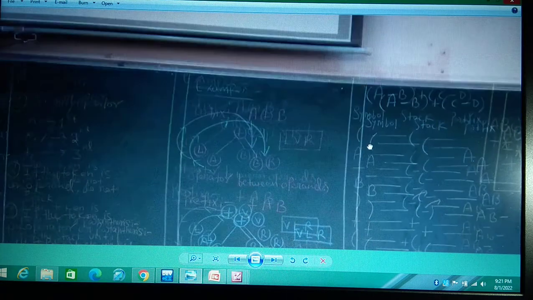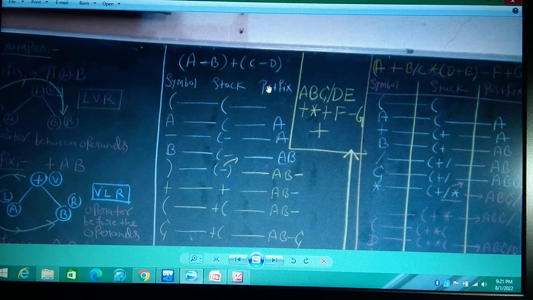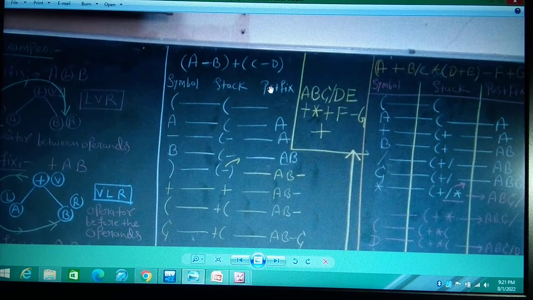Now I will come here and explain this example. Suppose in your class the teacher has asked A minus B plus C minus D. You can see that this is infix because this is operand and this is operator. Whenever the operator is between the operands, this is the infix. Now we have to convert this infix to postfix. How? At first you have to write the symbol, then stack, then postfix. These are all arrays.